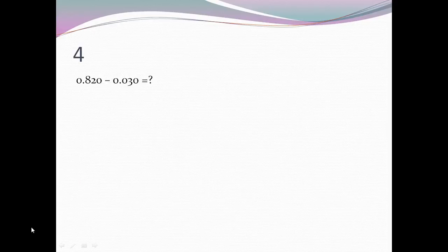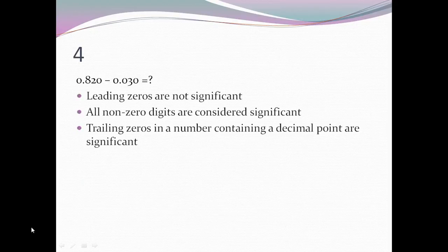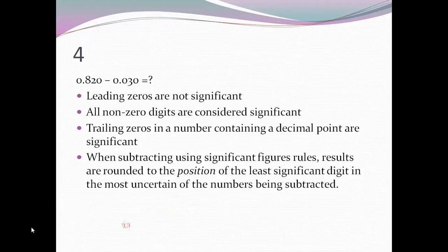Question number 4. When you subtract these two numbers, keep in mind leading zeros are not significant, non-zero digits are important, trailing zeros with a decimal point are significant. So when you subtract those two, you should get 0.790.